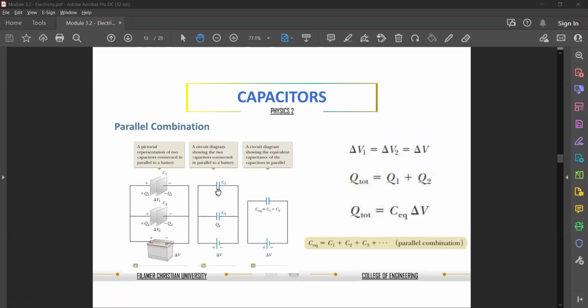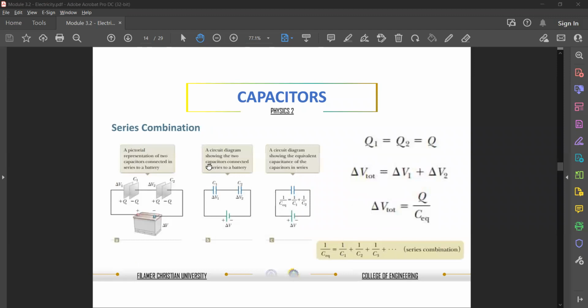But in a parallel combination, it is just the same as this. It is just one capacitor, but this is the total, wherein they are in parallel. So in a parallel combination of capacitors, we just add. We just add the values of the capacitors. That is in parallel combination. We just add them. So how about in series combination?